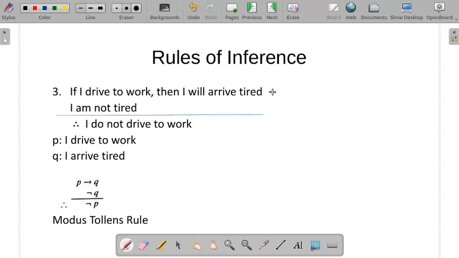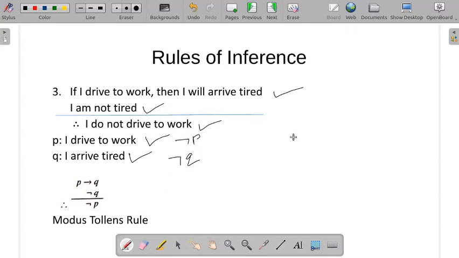Next one: if I drive to work, then I will arrive tired. I am not tired, therefore I do not drive to work. Let's convert into symbolic form. I drive to work, that's one proposition, P. I will arrive tired, that's another proposition, Q. I am not tired, that will be negation Q. I do not drive to work, that will be negation P.